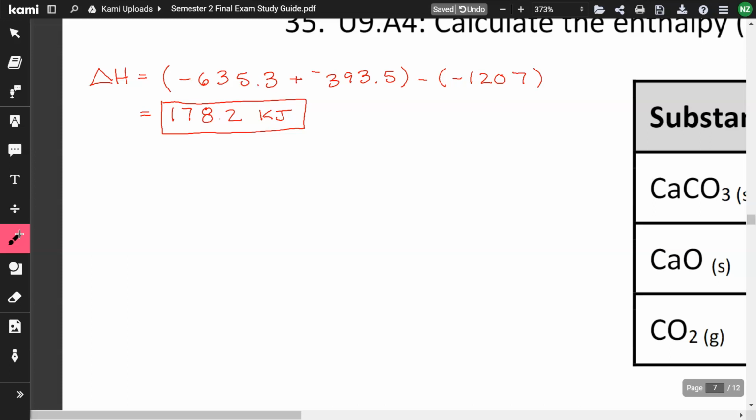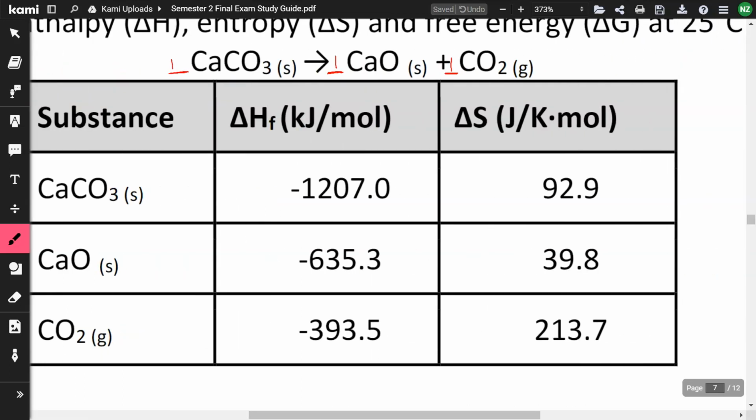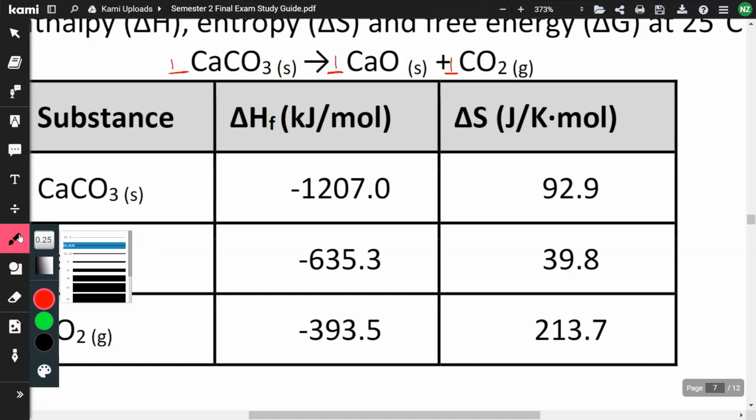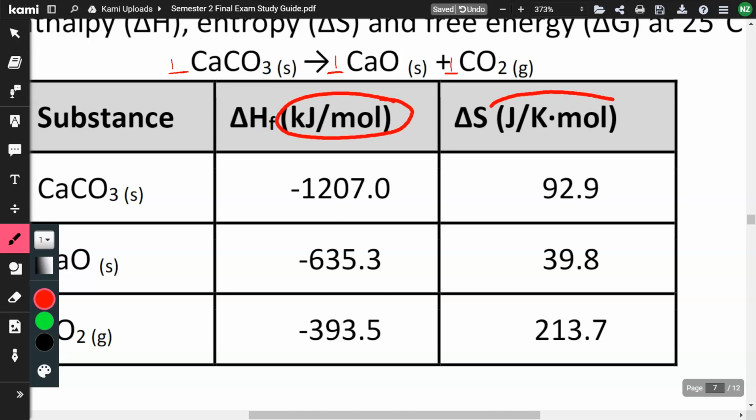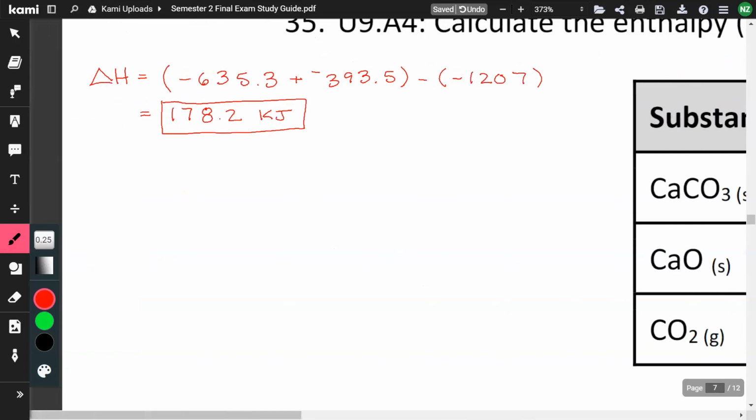For delta S, you do the same exact thing, but you're using the delta S values. One quick thing I want to point out while we're looking at the table: your delta H has the units kilojoules per mole. Your delta S, your entropy, is joules per Kelvin per mole. So just make sure that when you do your delta S, you divide by 1,000 to get the units.